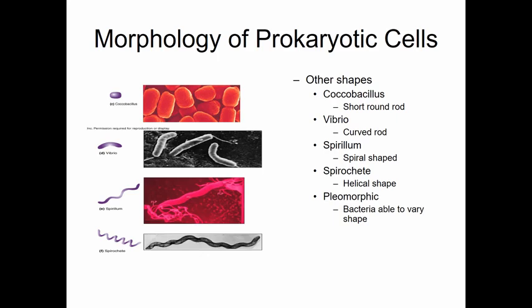You have spirillum and you have spirochetes. Both of these are more of a corkscrew or helical shape. The spirochete is much more corkscrew-like. The spirillum is a little bit more relaxed on that. These are much less common. Coccus and bacillus are the two most common shaped organisms that we're going to see, but there are times where you're going to see some other ones in this class.